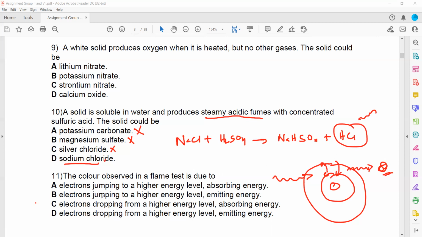The electron jumping to a higher level and absorbing energy is happening, but that is not the release. Electron jumps and emits energy is wrong, it absorbs energy. The first statement is true but does not explain why we see the color. Electron drops from a higher level and absorbs energy is wrong. The electron drops from a higher level and emits energy, and that energy corresponds to a characteristic color. Is it clear? Question 11.